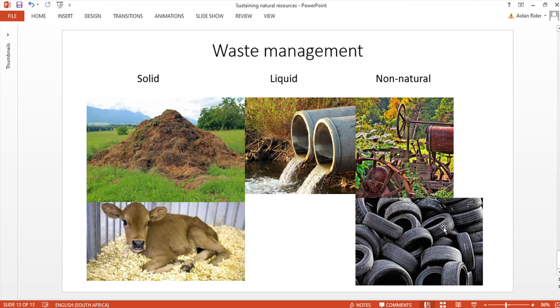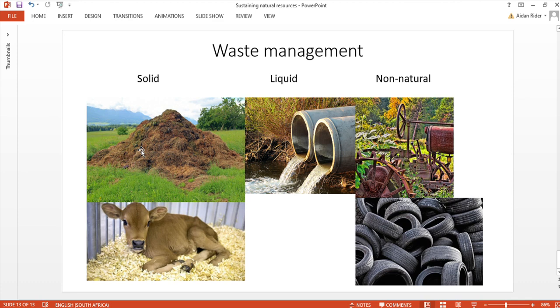First of all, your solid wastes, your manures and things, you can actually reuse it. It's organic waste and can be used to fertilize the soil again. So the manure and the bedding can be collected. It can be stored in waterproof containers. If you don't want to use it immediately, you can use it later on.